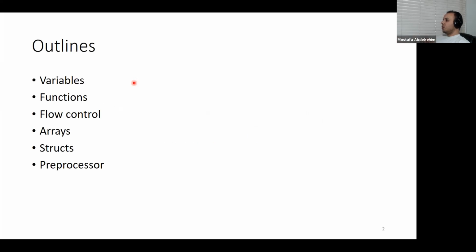So let's go forward. Here are the outlines that I'm going to cover in this presentation: the variables in C, the functions in C, the flow control statements like if statements and while loops, arrays and how to deal with them, structs, which may be new for some of you, but we are going to see them heavily in our course. I'm going to cover them here, and finally something called pre-processing. Okay, so let's start with variables.